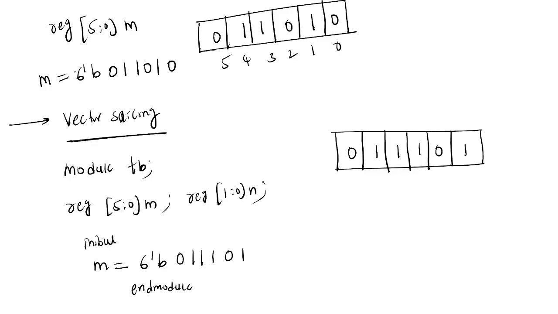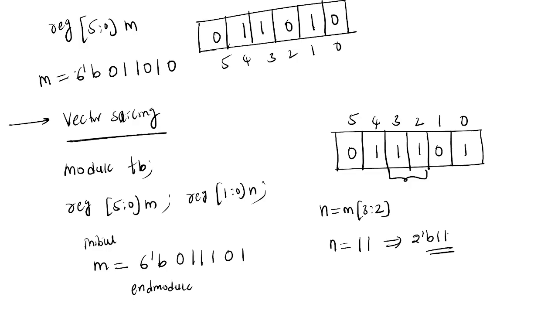Suppose I want to access only 2 bits. n I declared as 2 bits, no, so n equal to m[3:2] I can access. What is m[3:2]? Indexing 0 1 2 3 4 and 5. These two bits I need to access. This is nothing but vector slicing. So now n becomes 2'b11, you will get.